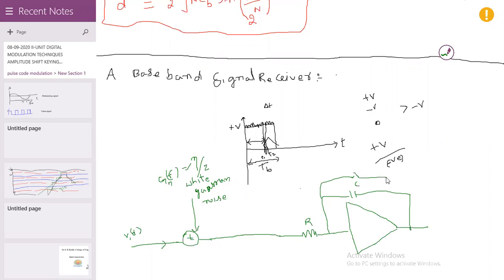We all are familiar with these switches also. And here also we can place another switch. And then that signal is given to this integrator. This part indicates that this is an integrator. This is an integrator.